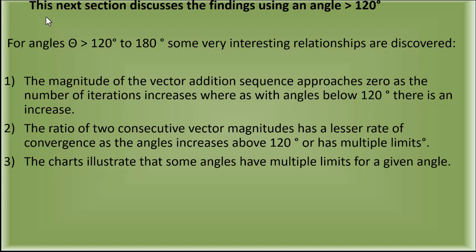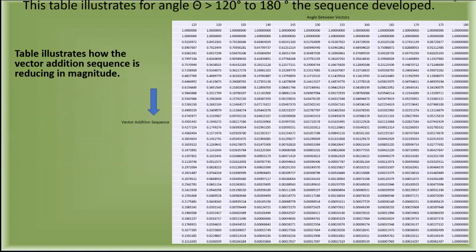And the ratios of two consecutive vectors has a lesser rate of convergence as the angles increase above 120, and has multiple limits sometimes. Charts illustrate this in the next page. Here's the tables of numbers. It shows how the vector sequences reduce in magnitude.